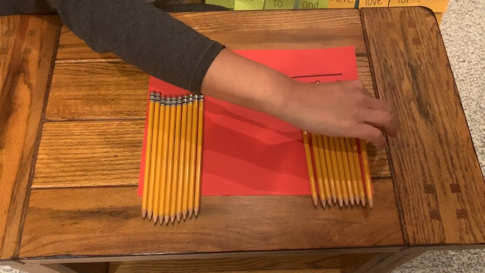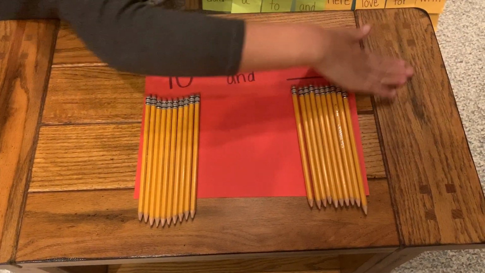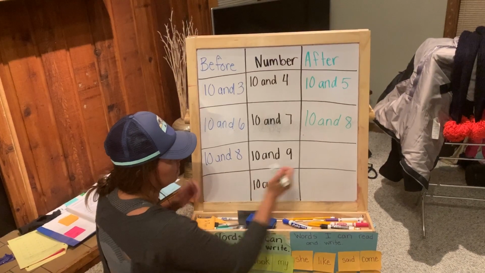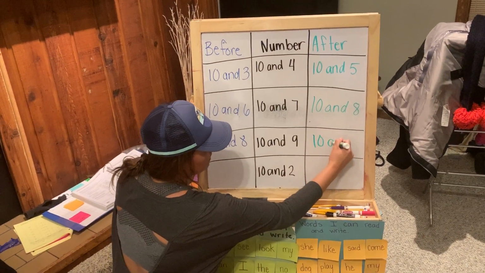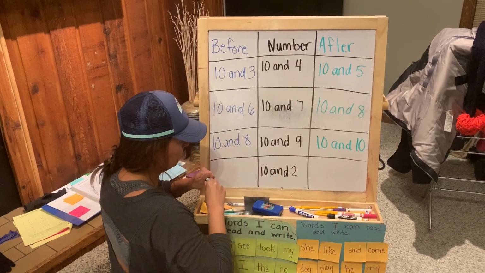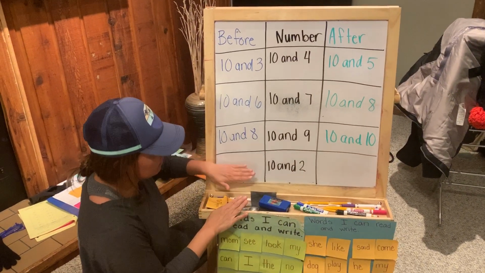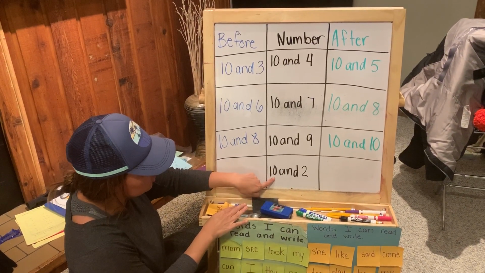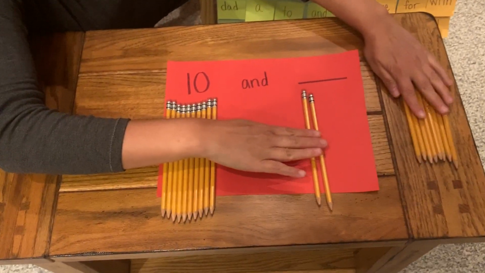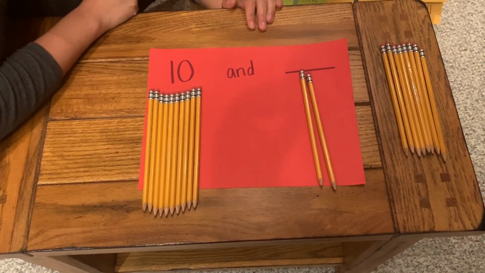And I know I need to add 1 more. I have nothing left over here, so I know that is 10 and 10. So I am going to write 10 and 10. All right. It is my last and final example. It says I need to start with 10 and 2. So I'm going to quickly take everything else off my mat. There is my 10 and 2.